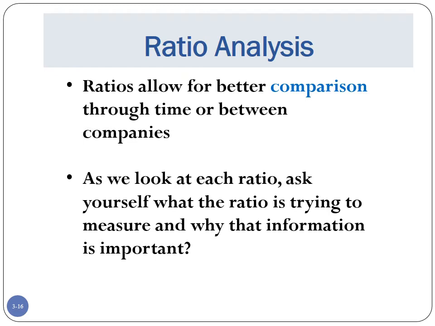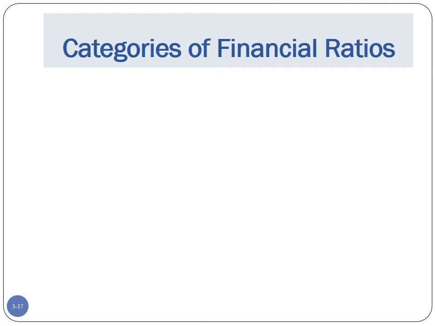And as we look at each ratio, just ask yourself, well, what is the ratio trying to measure? And why is that information important? How can that be used in making decisions? One of the things that you'll find is that when you recommend projects, the financial analysts in a company may take a look at the effect on ratios, especially for publicly held corporations, because they are used by external analysts to determine the value and market share of a stock price. And so the impact of your project recommendations can be assessed using the ratio.